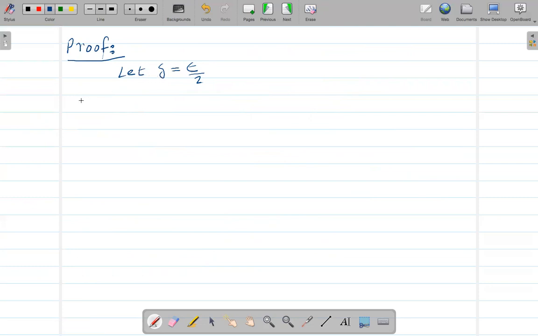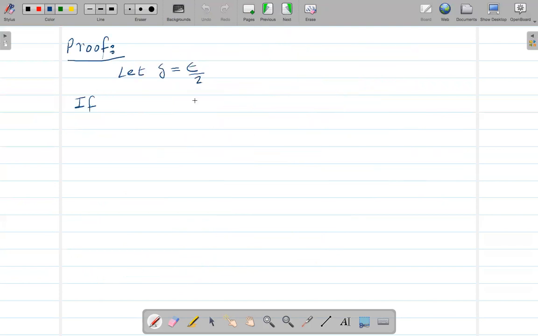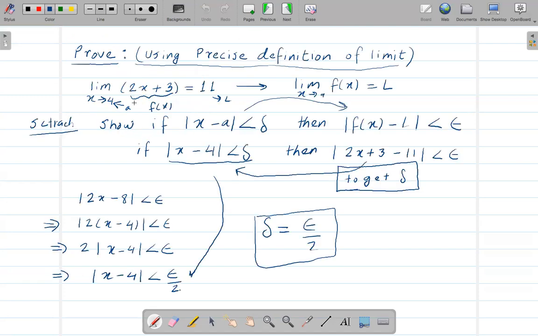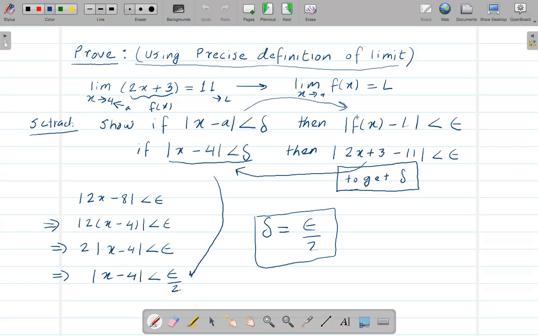All right, now our actual proof is going to go from here to here, right? So now taking this equation, the absolute value of x minus a is less than delta. This implies, this is the implies sign, that the absolute value of x minus a, which is x minus 4, is less than delta, which I said is epsilon over 2. So basically I'm proving this thing from this point, right?